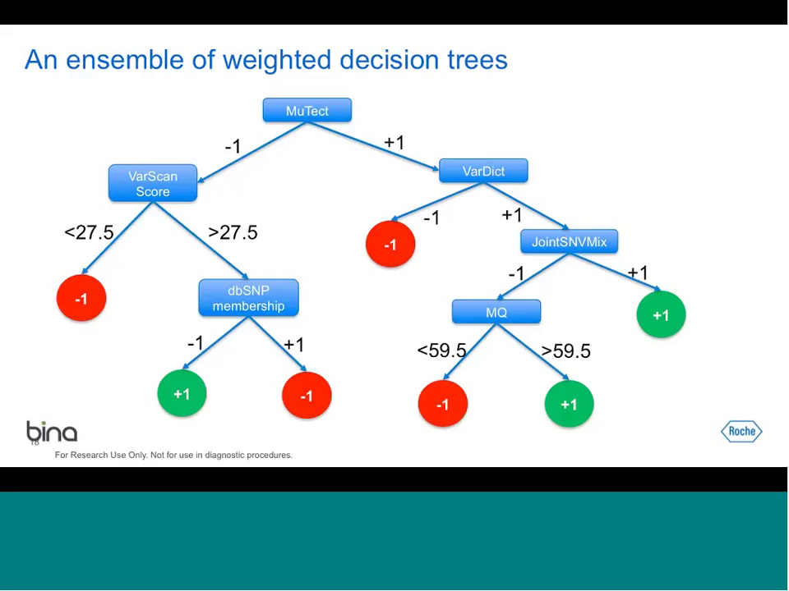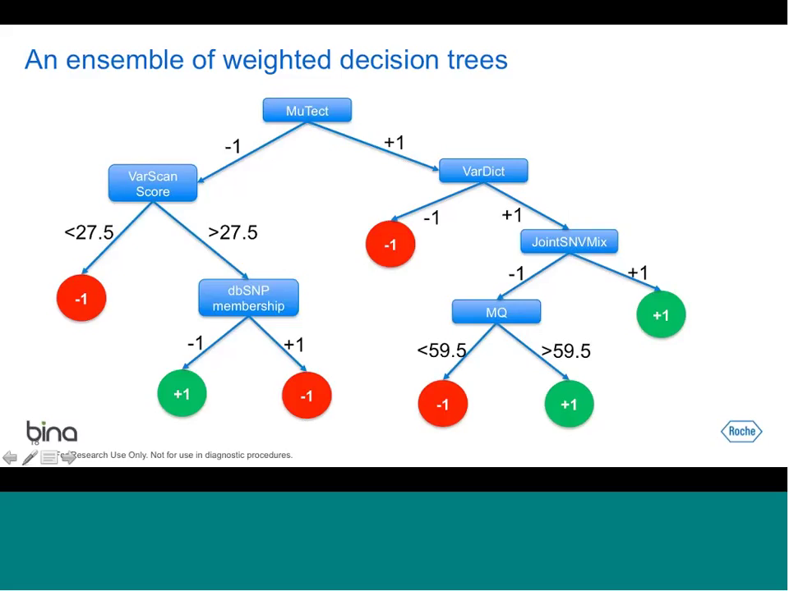So this decision tree has a weight. It will really go like this: you have a call, and then it asks whether MuTect called it. If MuTect did not call it, you ask, what's the VarScan score associated with this site? If it's less than 27.5, you say that's a false positive.